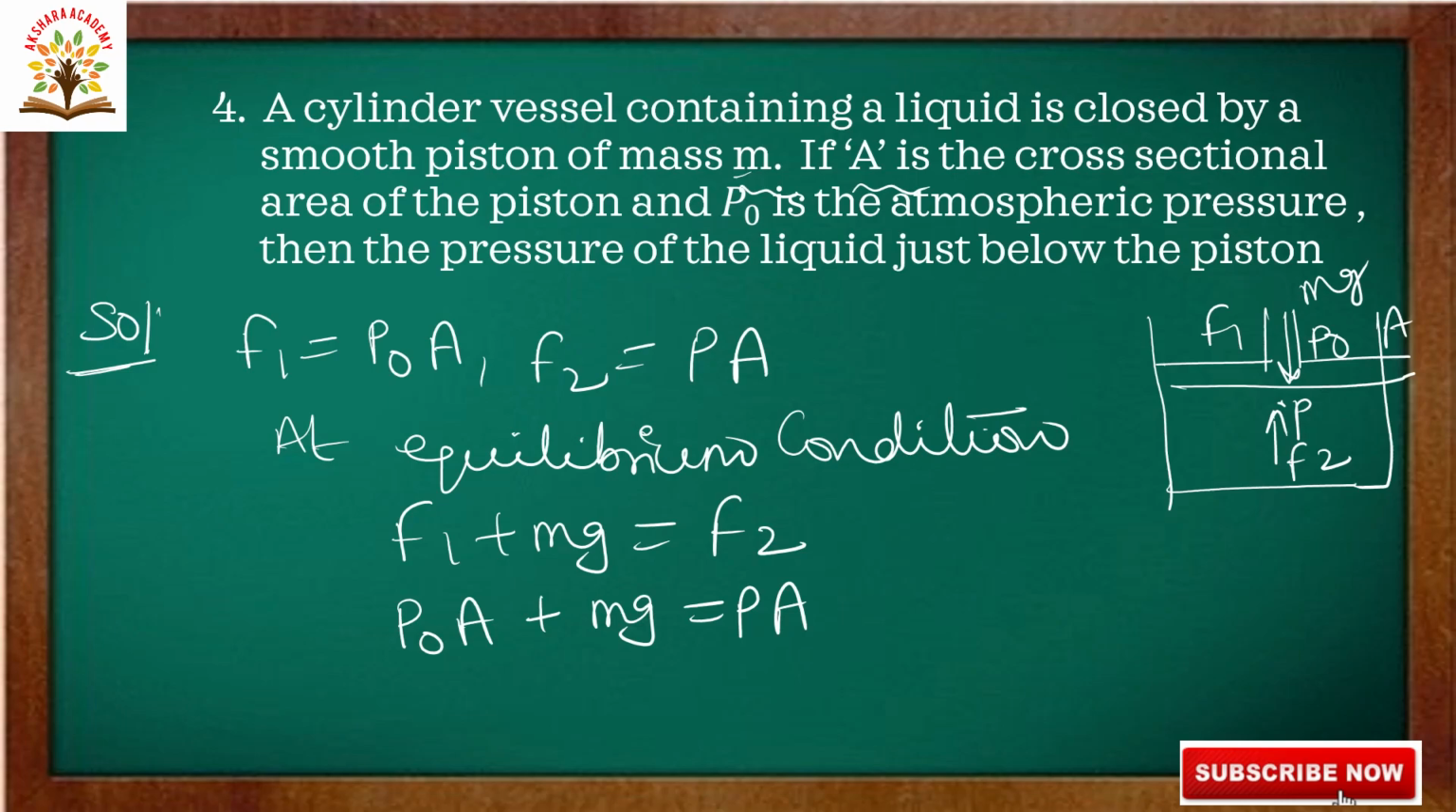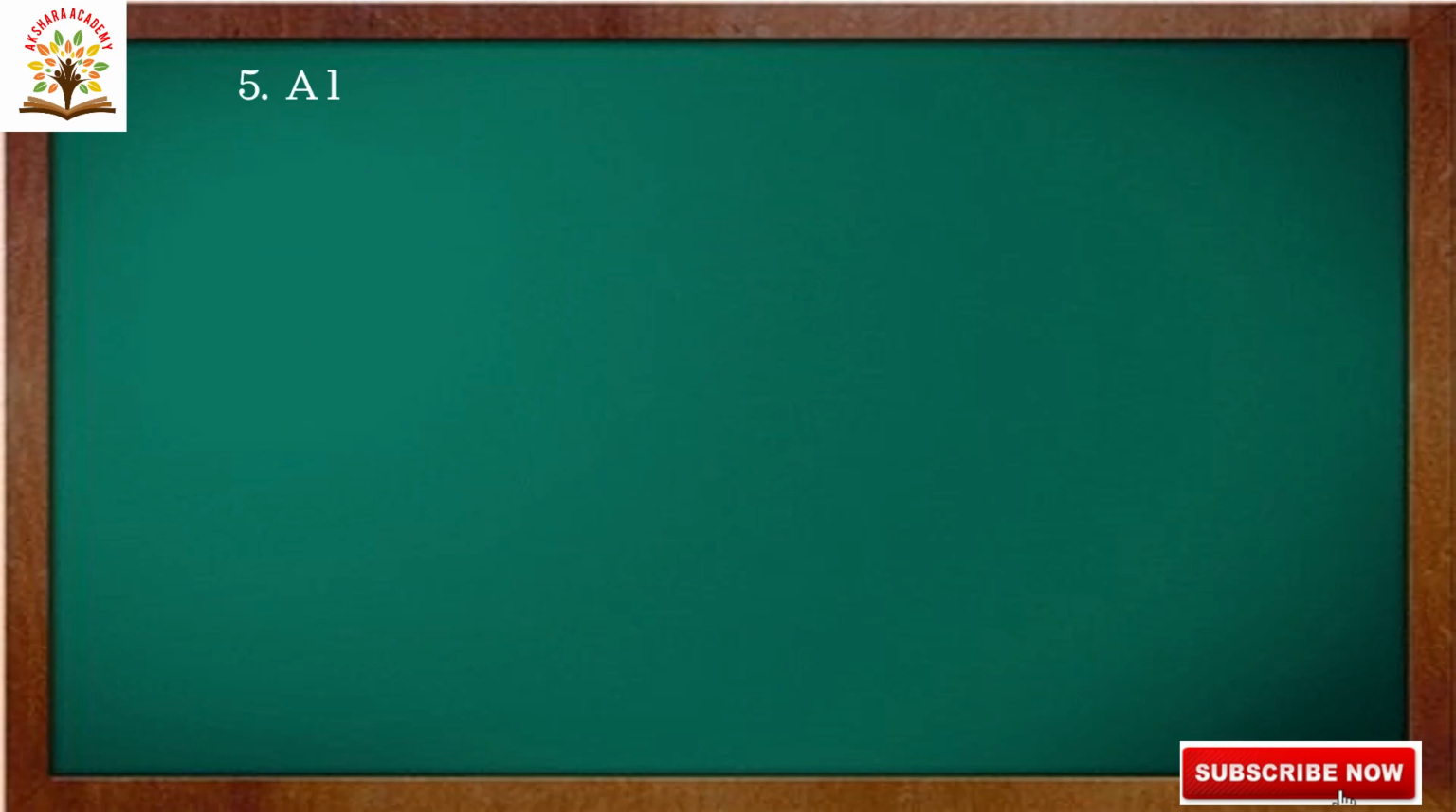So the pressure of the liquid just below the piston, P, is equal to P naught plus mg by A. Okay, this is the pressure of the liquid just below the piston. Okay, next we will go to the next question, the fifth one.